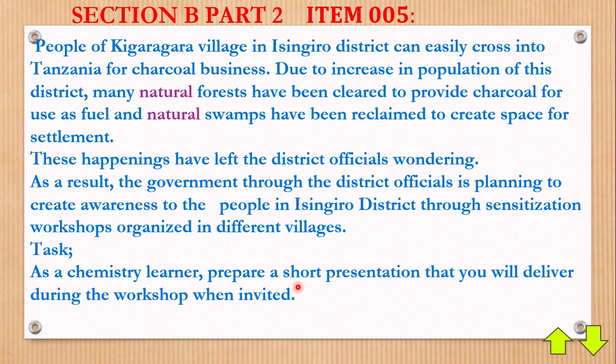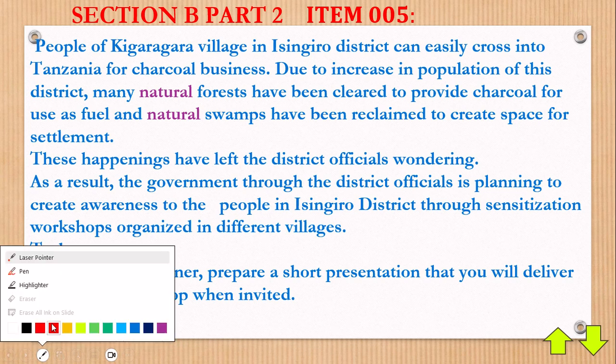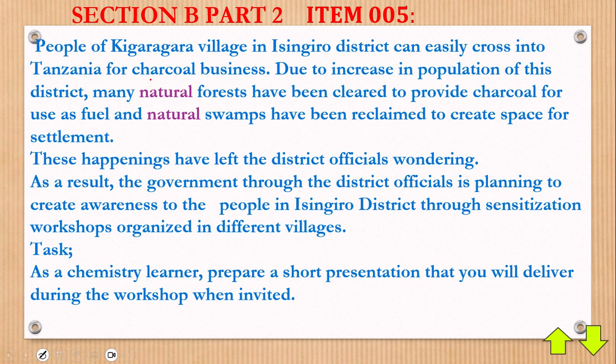What you must know here is that they talk about natural resources. The word natural is there: natural forests, natural swamps. And all these, when you look at them, are resources.